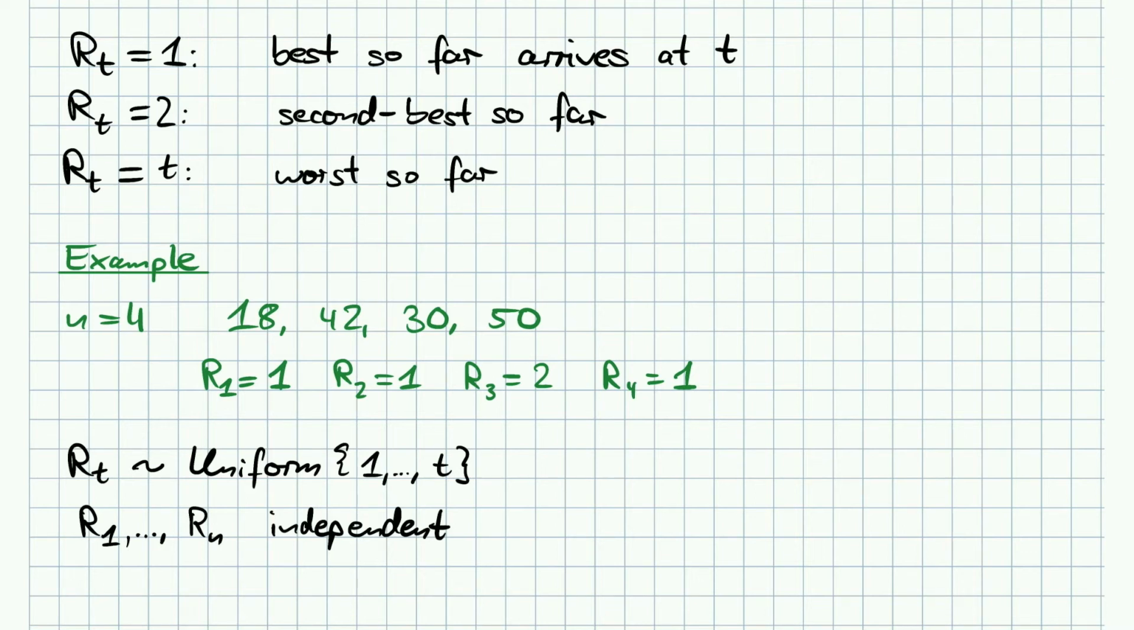Why is this? Well, let's talk about this first property. We are now just considering the candidates that arrive up to time t. And this is kind of the same argument that we used in the first part, namely, among all candidates that arrive by time t, what is the probability that the one arriving at time t is, for example, the best one?